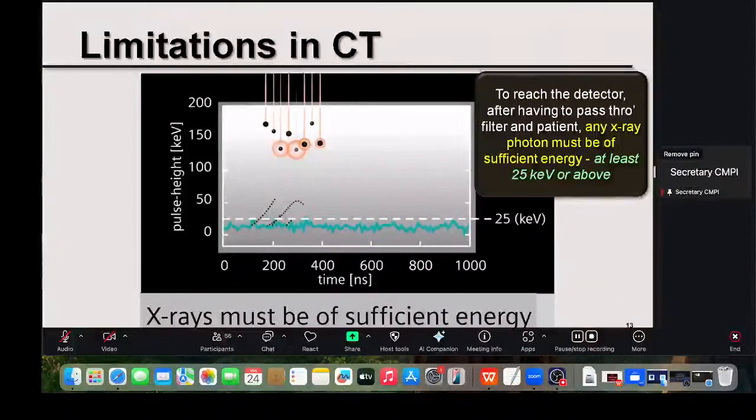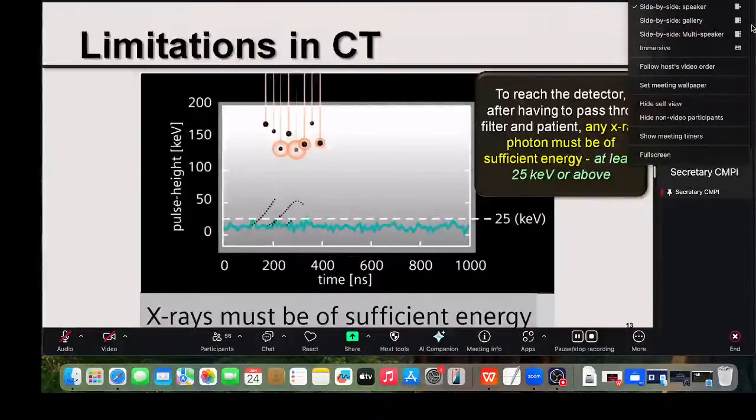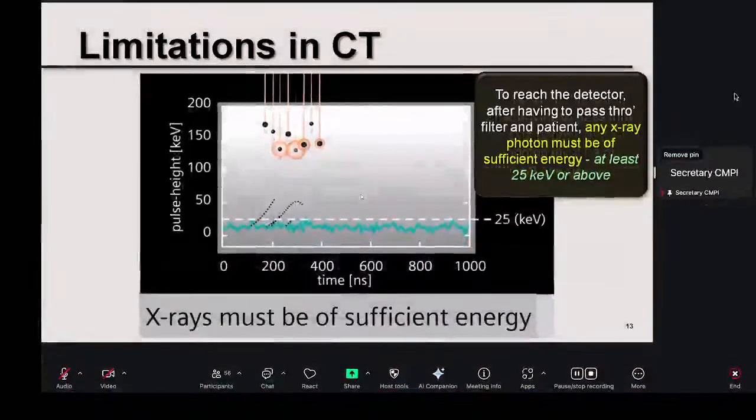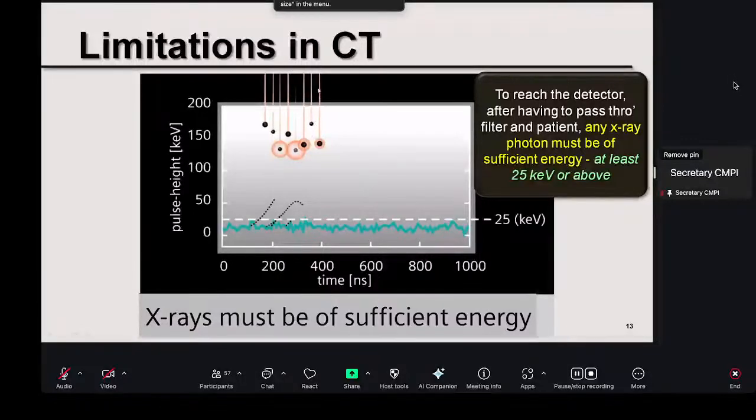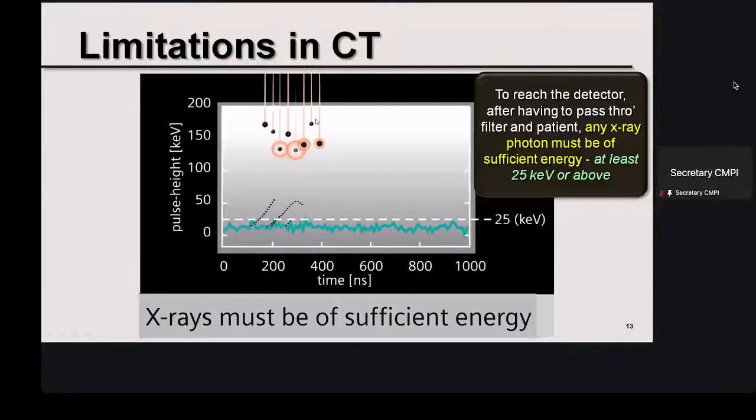Now, there are problems with this kind of integrating. Problem number one is that, in order to reach the detector, suppose you see this X-ray tube, the X-ray photon interacts inside the detector, which means first of all it has passed through the filter and then the patient. So to reach this detector, the photons should be of sufficient energy, at least 25 keV or above. Anything less than that will be absorbed simply by the filter and by the patient. So energy will be minimum 25 keV or above, only then can it reach the detector.